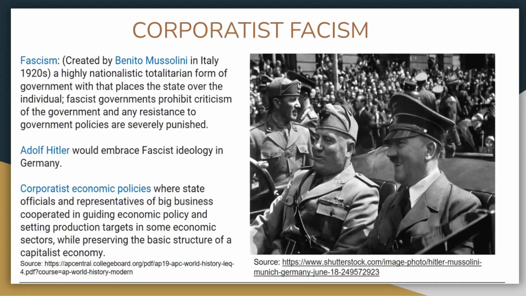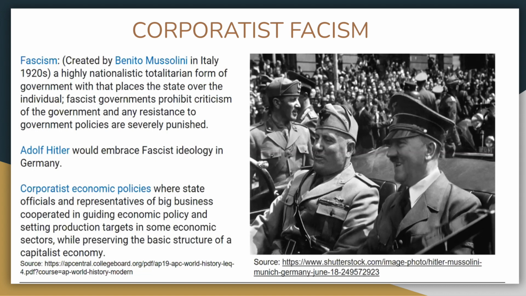Slide 14. Everybody, what happened in Italy and Germany? Well, fascism took hold in Italy and Germany. Fascism was created by Benito Mussolini. Fascism is an ideology that's based on autocratic, totalitarian, total control of the state over every aspect of society, with a fundamental racial aspect involved, racial superiority.